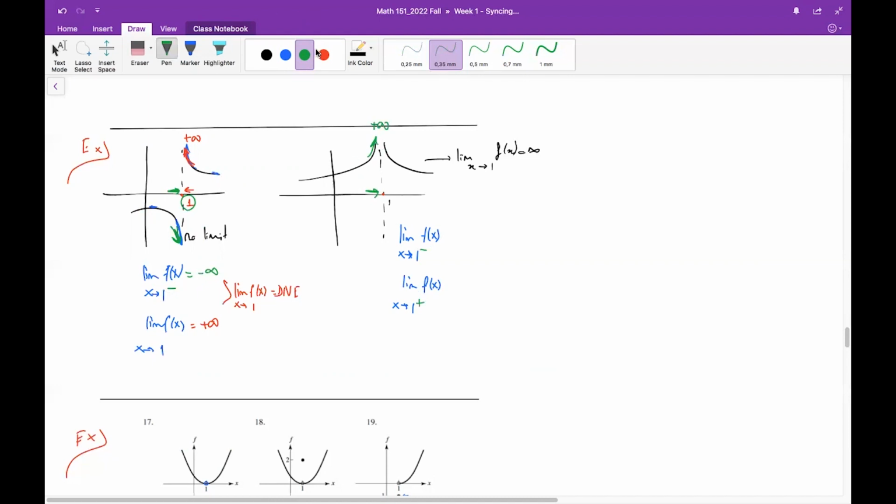From right, the values are getting too large. They are both plus infinity. But this doesn't mean that there is a finite limit. You will still conclude that the limit of your function as x goes to 1 does not exist because infinity is not a finite number, okay?